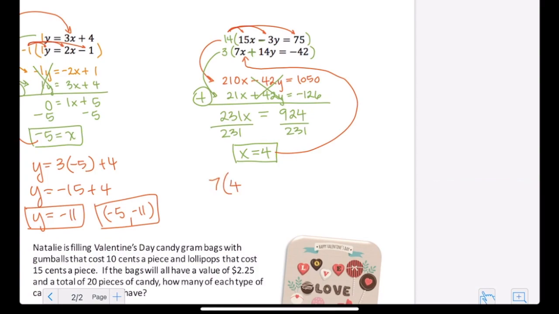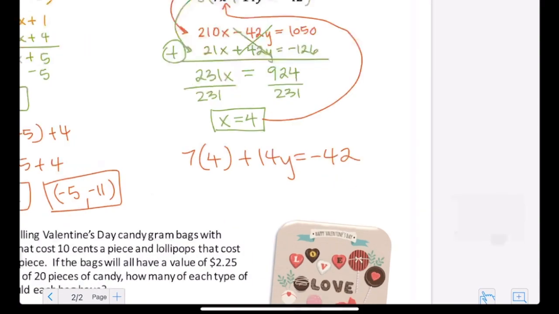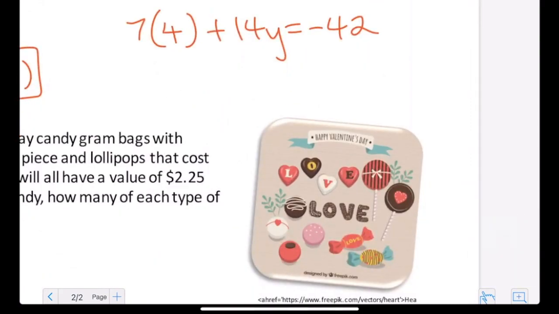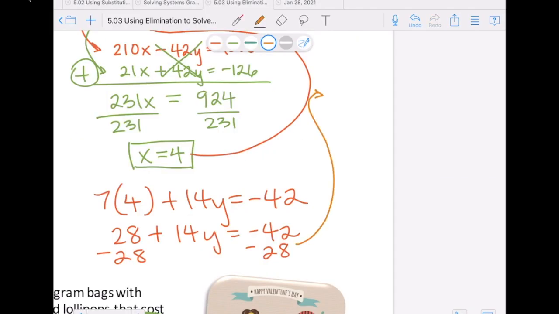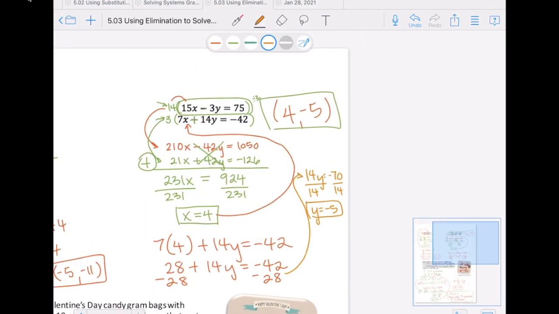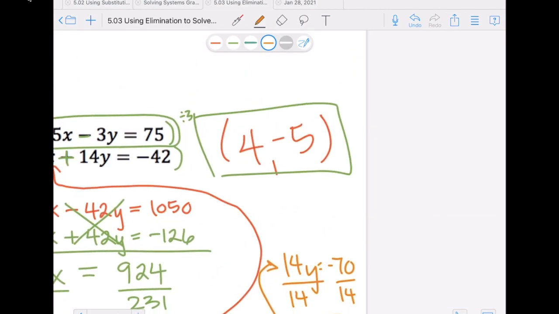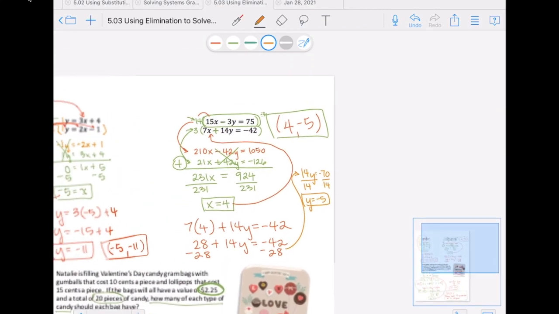So instead of 7 times x, I'm going to say 7 times 4, then plus 14y is equal to negative 42. And now I simplify and solve. So 7 times 4 is 28. I'll bring down the rest. Now I can subtract 28 from both sides. From there, we can say that 14y is equal to negative 70. We'll divide both sides by 14 to isolate our y and find that y is equal to negative 5. And our final answer written as an ordered pair is (4, -5).